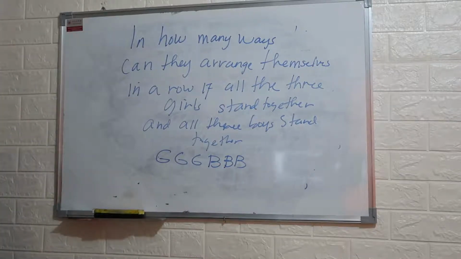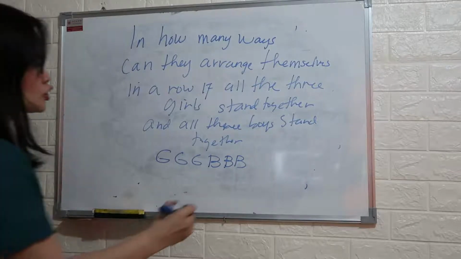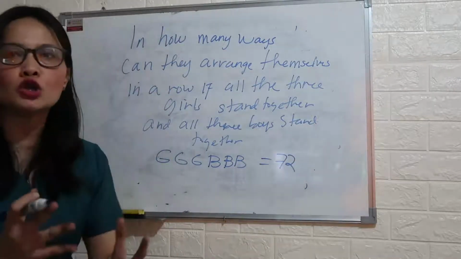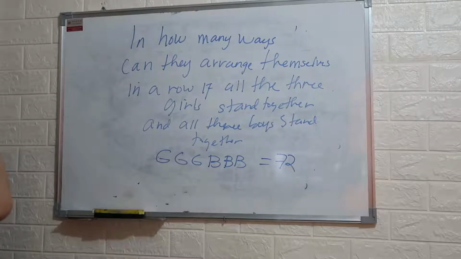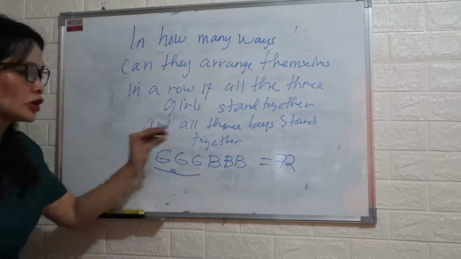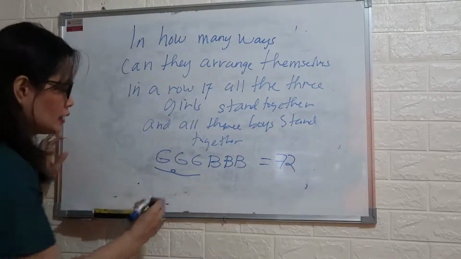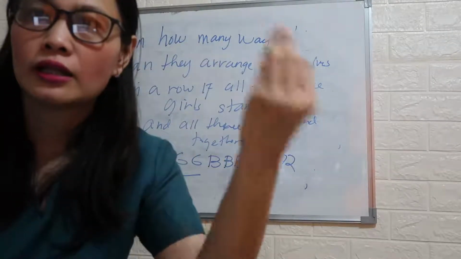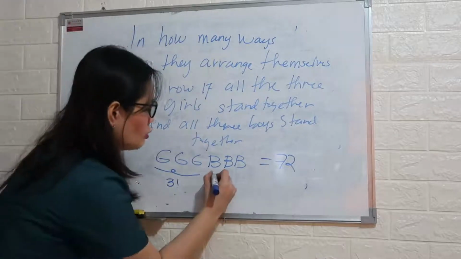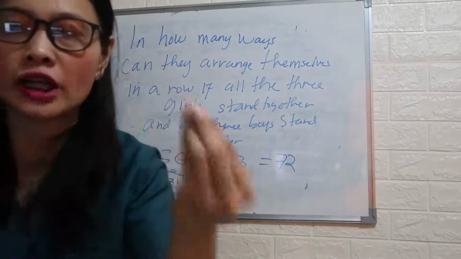How do we answer this? The answer is 72, but the question is, how do you get 72? To get the 72, we can arrange the 3 girls in how many ways? That is 3 factorial. You can switch the 3 girls in 3 factorial ways. Next, what about the boys? You can arrange the boys in how many ways?